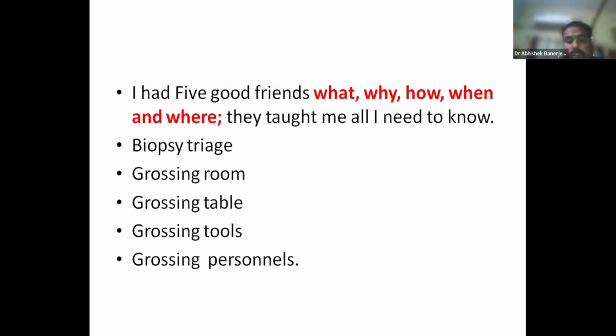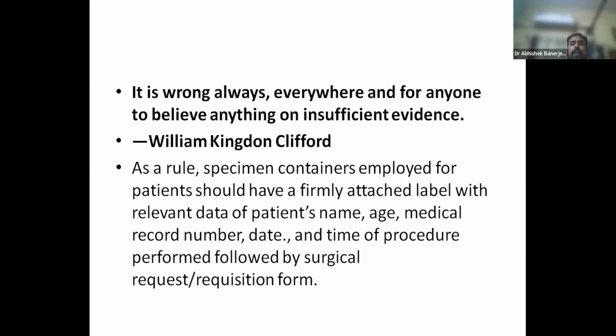Grossing personnel involve you personally: who is the person involved in the grossing, a person who can take down the notes, a person who can help you in your grossing. All these things make up the total biopsy triage. And it is always wrong, everywhere and for everyone, to believe anything on insufficient evidence. So it is saying that everywhere we have to believe where there is sufficient evidence. We should not go with something which has insufficient evidence.